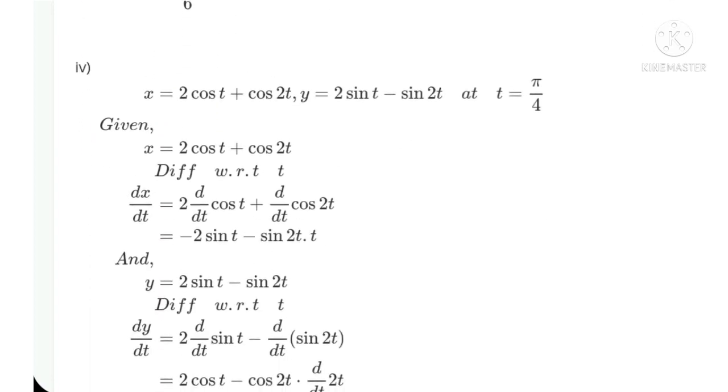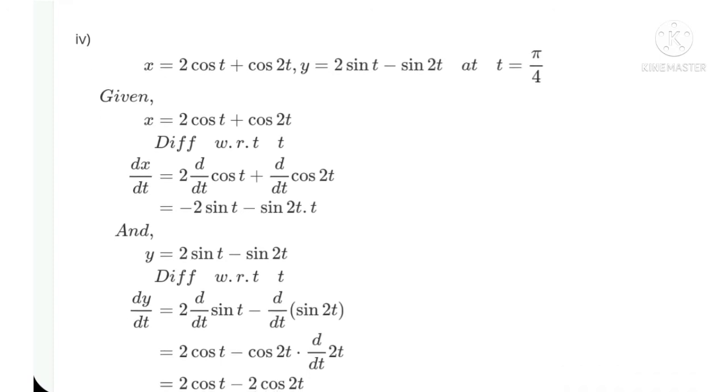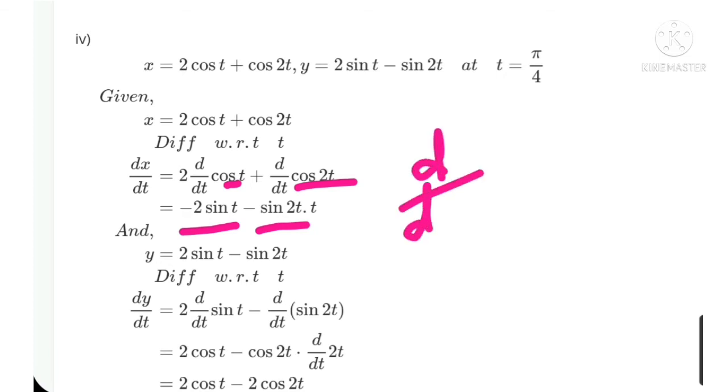see the fourth one. X is equal to 2 cos t plus cos 2t and y is equal to 2 sin t minus sin 2t at t is equal to pi by 4. First write x, differentiate with respect to t, we get dx by dt is equal to, here 2 is the constant term, into derivative of cos t, and here derivative of cos 2t. 2 as it is, derivative of cos t is minus sin t and derivative of cos 2t is minus sin 2t into again derivative of 2t. What is the derivative of 2t? It is 2.